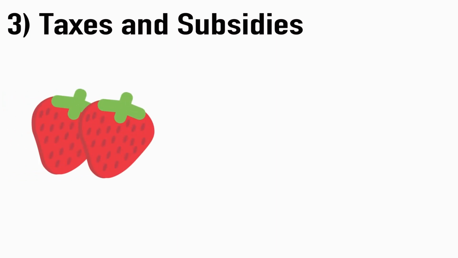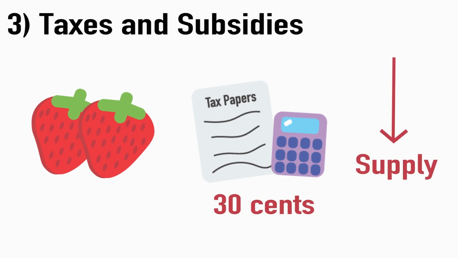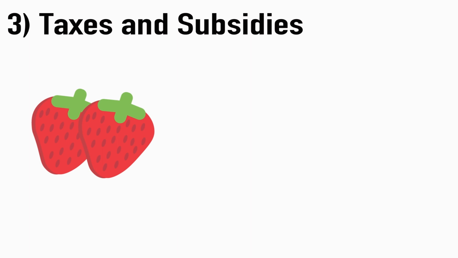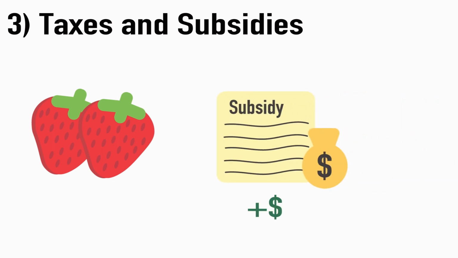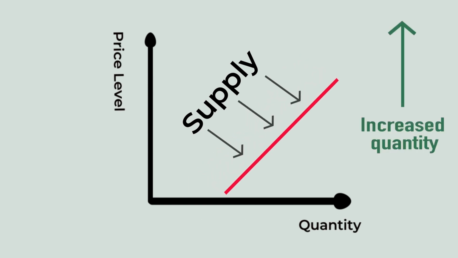Take for example strawberries. Let's say there is an increase in the per unit tax of strawberries by around 30 cents. This will lead to a decrease in the supply of strawberries as the end profit margin is decreased by the new tax and discourages growers from producing the fruit. This will lead to a leftward shift in the supply curve, whereas government subsidies that give money to the growers to grow strawberries, which is essentially the opposite of taxes, will lead to growers producing more and increasing the supply of strawberries, leading to a rightward shift in the supply curve.